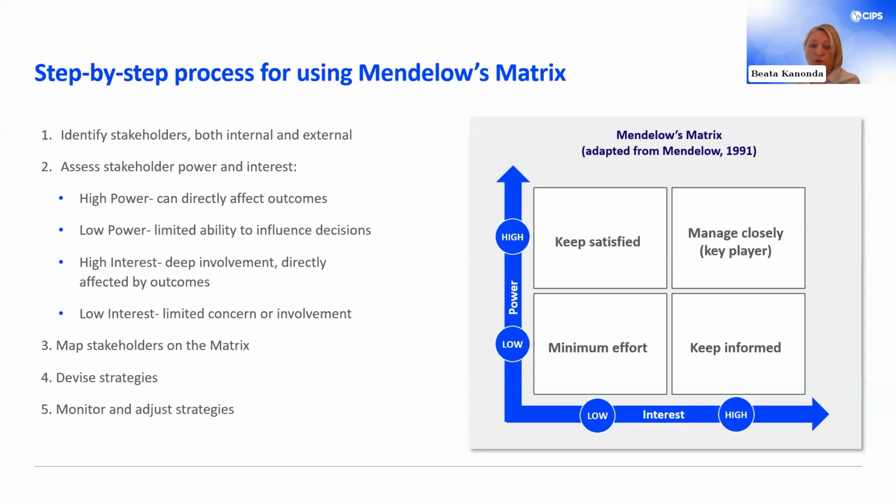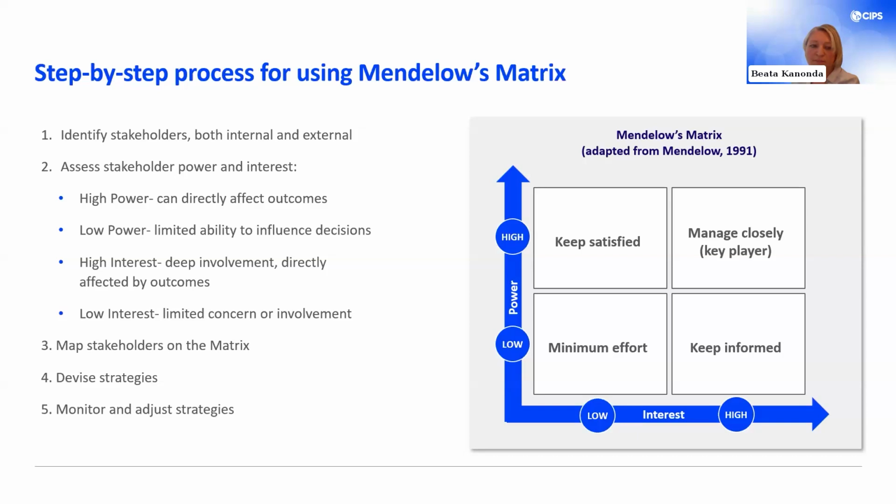Finally, monitor and adjust. Stakeholder positions may shift over time, so it's important to keep updating the matrix. New stakeholders may emerge, some may drop off, particularly in long-term projects. Power dynamics may shift, so personnel changes can affect stakeholders' interests, and stakeholder priorities may change, especially in response to external events or internal decisions.